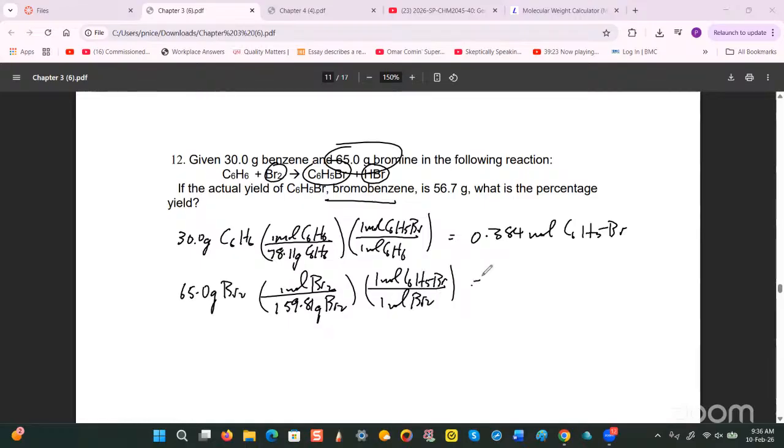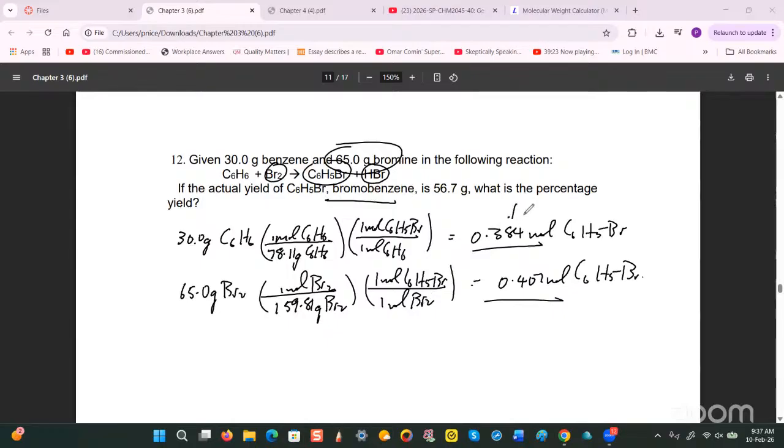And let's see what that gives. 65 divided by 159.81 times 1. So according to my calculation, this works out to be equal to 0.407 moles of C6H5Br. Okay, so now that we have done those calculations, what we do next is compare these two numbers to see which one is lower.